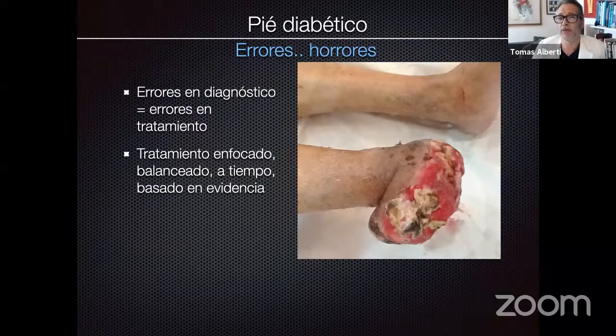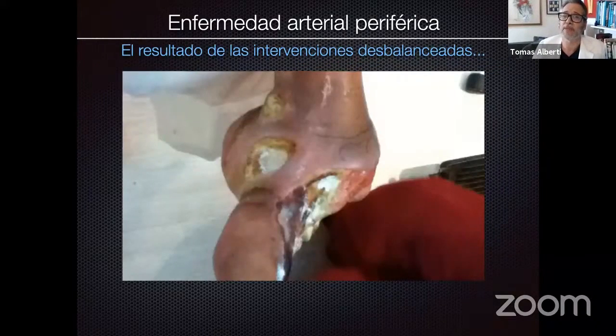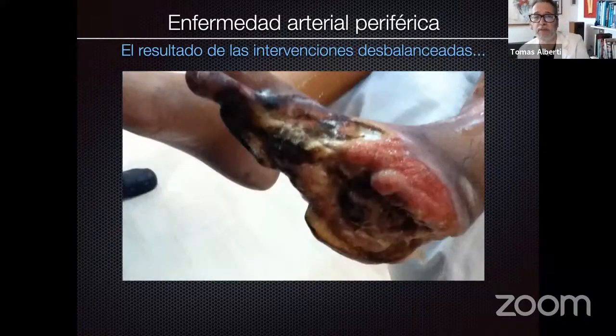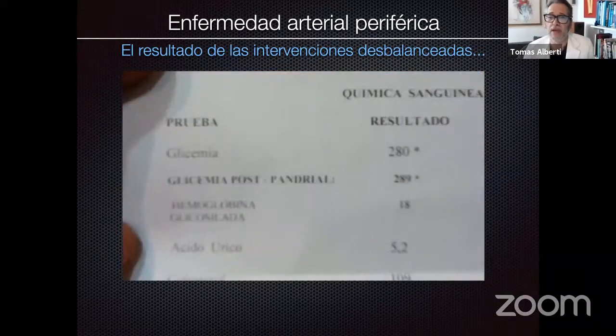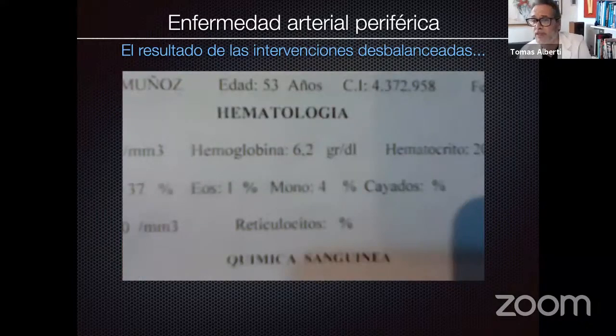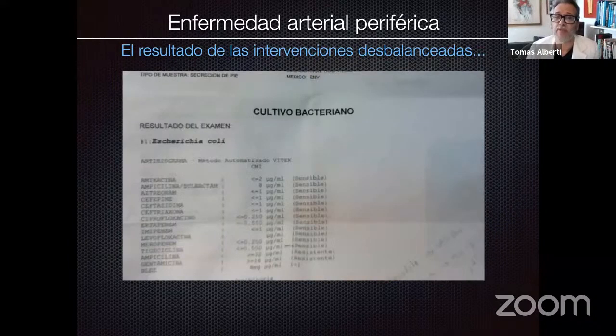Este es un paciente, también con una osteomielitis del tarso, una extensa pérdida tisular. Bueno, cuidado de heridas en un centro de cuidado de heridas, pero la glicemia era 280, la hemoglobina glicosilada 18%, una de las más altas que he visto en mi vida, tenía 6 gramos de hemoglobina y a pesar de que la bacteria era sensible a prácticamente cualquier cosa, se obtuvo eso. Una terapia desbalanceada: este paciente estaba recibiendo factores de crecimiento, pero no recibía antibióticos apropiados, no recibía tratamiento quirúrgico apropiado para la osteomielitis ni estaba revascularizado.